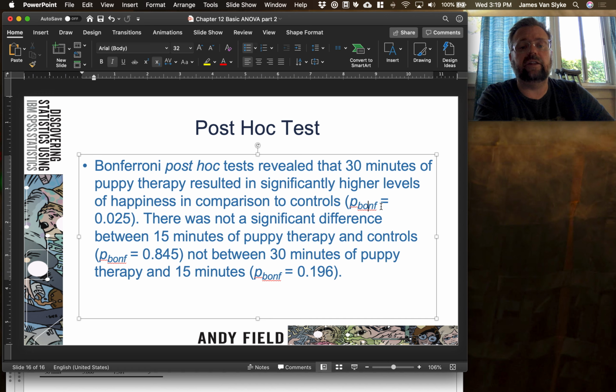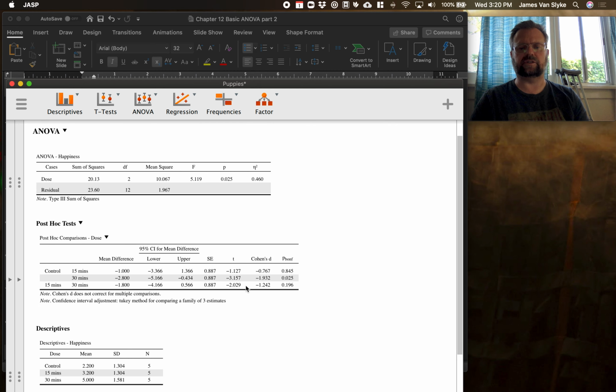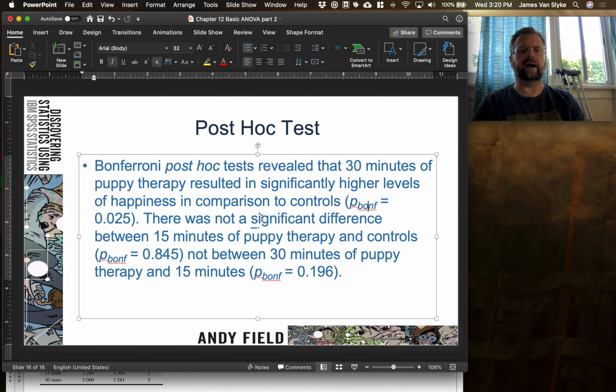resulted in significantly higher levels of happiness in comparison to controls. And you'll remember from our output, that's what we saw. Here's the post hoc tests. And you can see that between control and 30 minutes, the p-value is 0.025, which of course is below 0.05, so it's significant. But then the other two were not, and so we write that down here. There was not a significant difference between 15 minutes of puppy therapy and control. Write the p-value, and then not between 30 minutes of puppy therapy and 15 minutes. Okay, so just have to list the p-values there, and that's all you need to do.